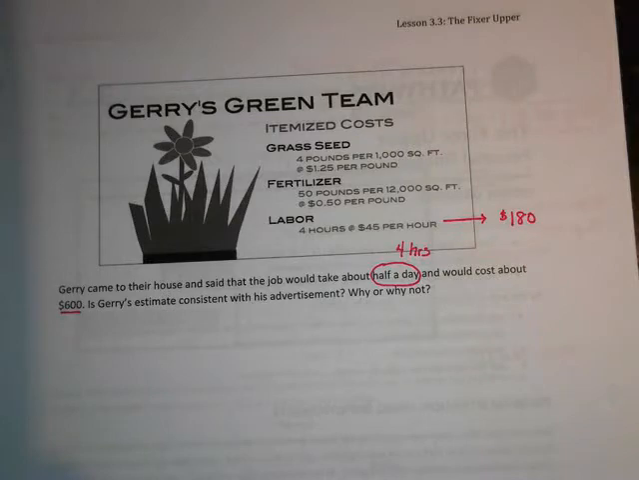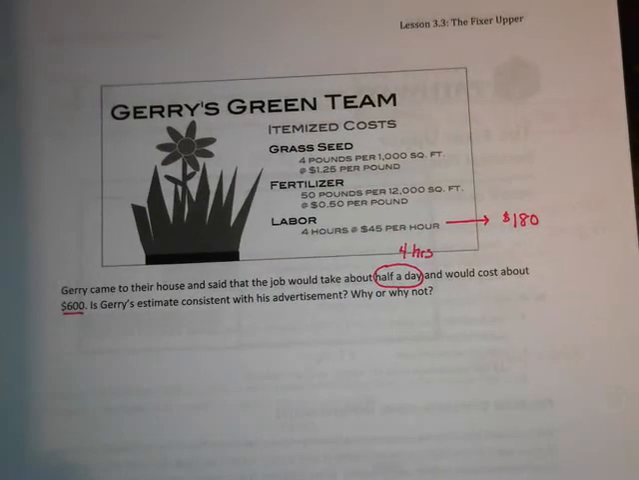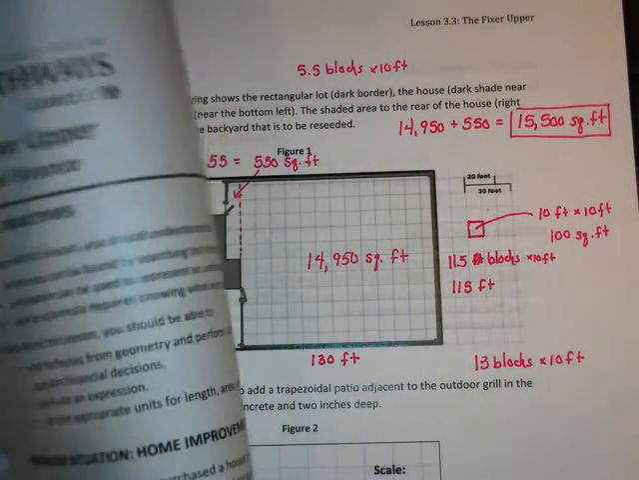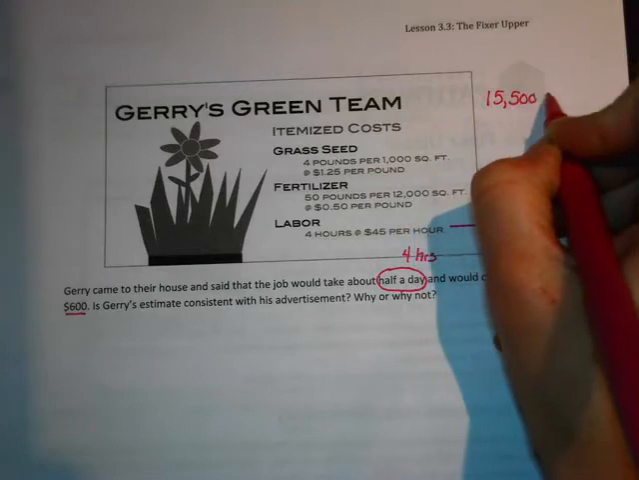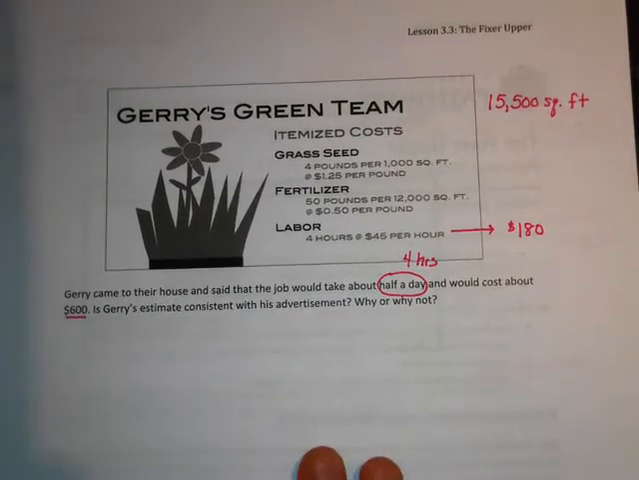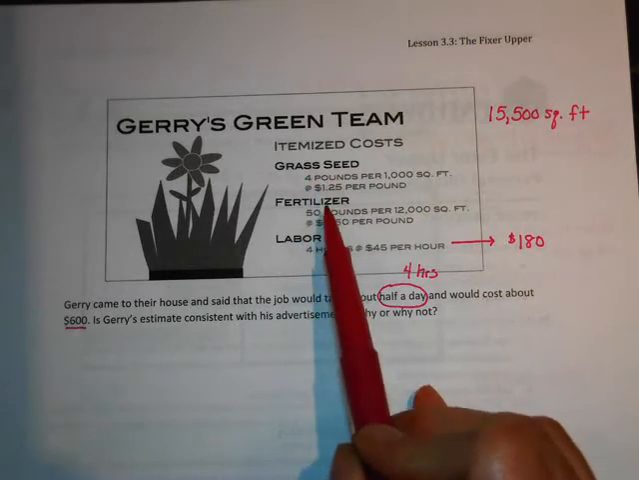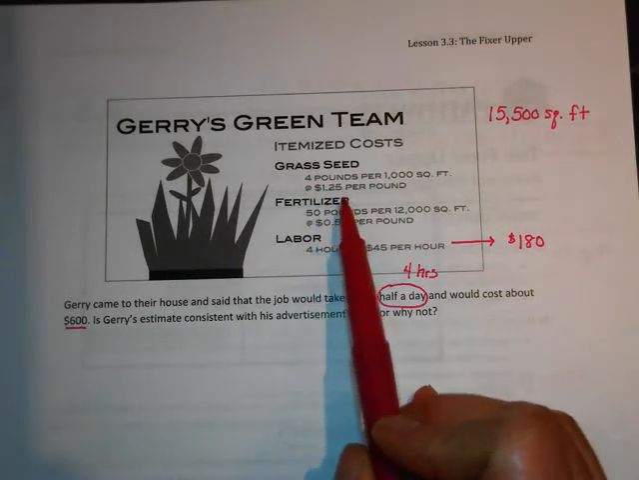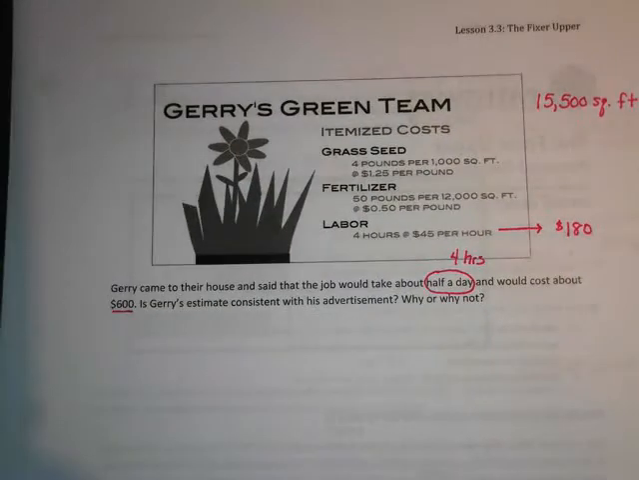So now we have to do the grass seed and the fertilizer. Now look, we calculated the square footage of the yard. The backyard is 15,500 square feet. So for every 1,000 square feet, they claim they need 4 pounds of fertilizer, or 4 pounds of grass seed. And then they're going to tell us how much they're going to charge per pound. So we're going to set up some unit ratios, or, if you'd rather think about it as a proportion, we can do proportions or unit ratios. I did it with proportions, so let's set up some proportions. If you like solving these with unit ratios, go for it.